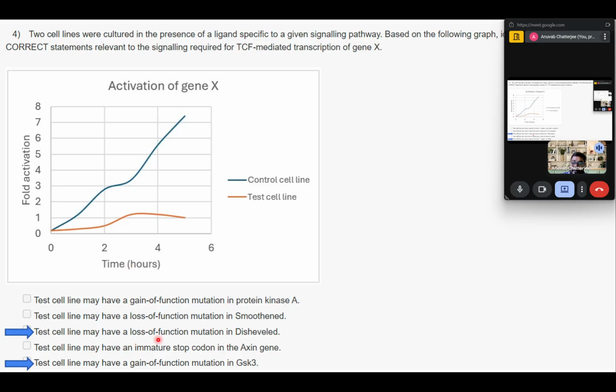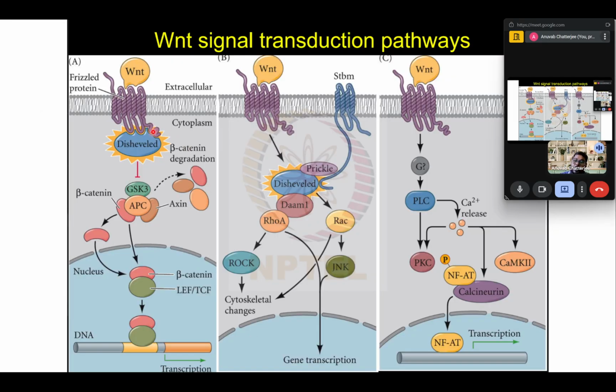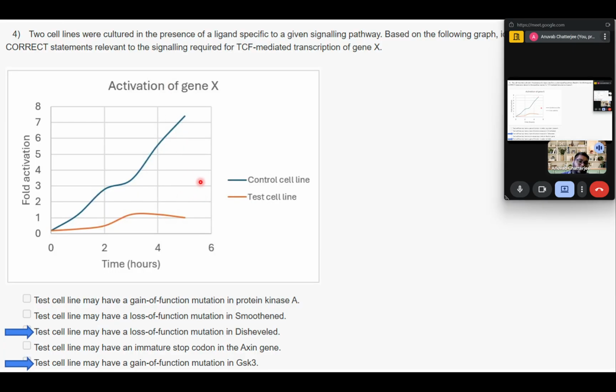Test cell line may have a loss of function mutation in disheveled. If there is a loss of function mutation in disheveled, the degradation complex is always active, irrelevant of whether the ligand and the receptor bind to each other, and thus the degradation complex will always degrade the beta catenin, and so we have no activation of the pathway, which works for us because this is what we are looking for, and so this is the correct option.